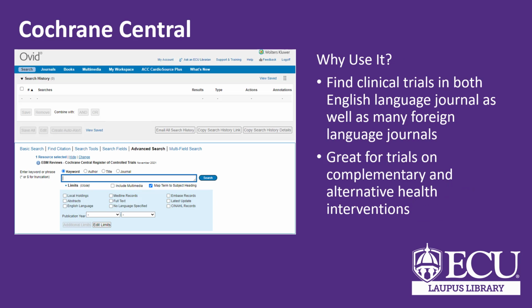Cochrane Central is a database for finding clinical trials found in both English language journals as well as foreign language journals not typically covered in most Anglophone research databases. This database is especially useful when looking for clinical trials for complementary and alternative health interventions.